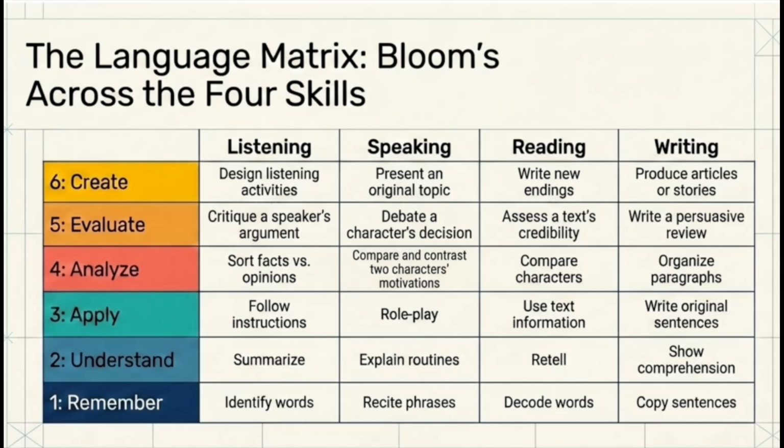As they reach higher-order thinking, learners begin to analyze by comparing ideas, distinguishing facts from opinions, organizing information, and comparing characters. At the evaluate level, they critique arguments, debate ideas, assess the credibility of texts, and write persuasive reviews supported by evidence. Finally, at the create level, learners produce original work. They design listening activities, deliver presentations, write new endings to stories, and create articles or stories of their own.